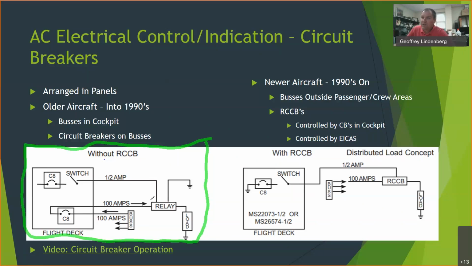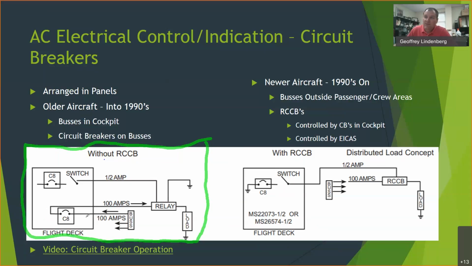So we have our bus down here, our main bus, and we have, this would be like our hydraulic pump. Say our hydraulic pump runs on 100 amps. We have a feed from our main bus going up into the flight deck to a circuit breaker, a 100 amp circuit breaker, which will feed the hydraulic pump.